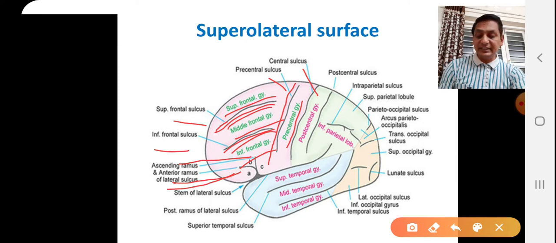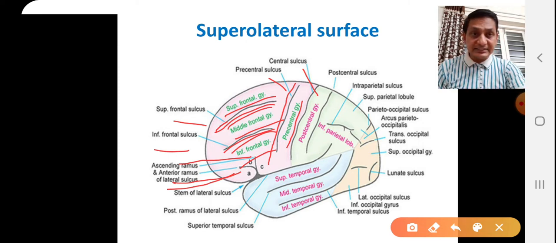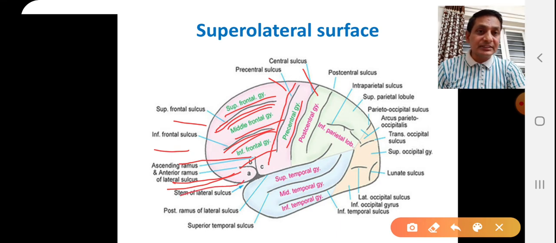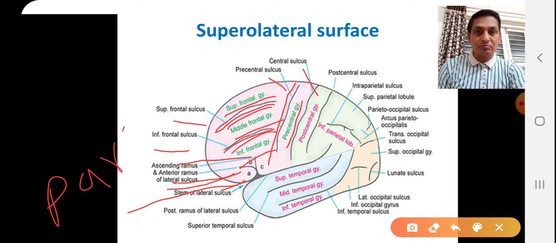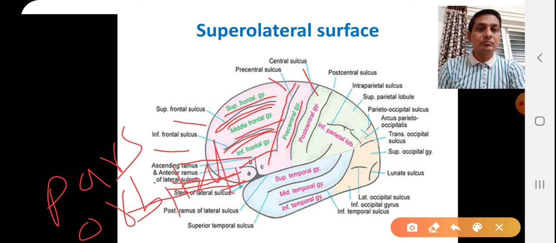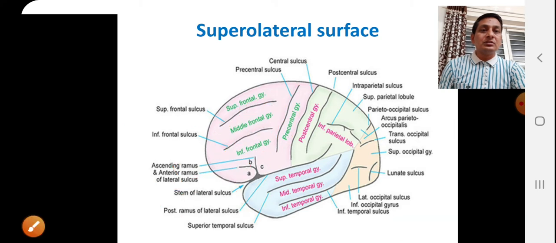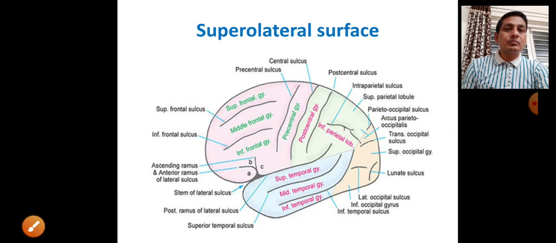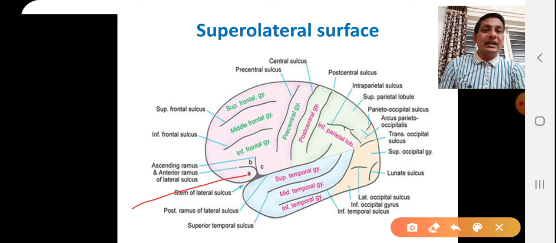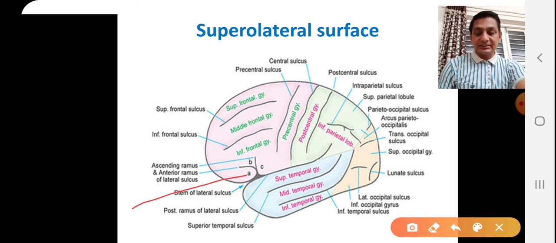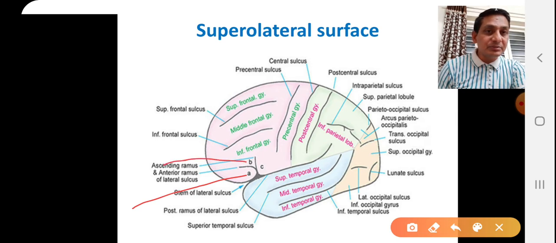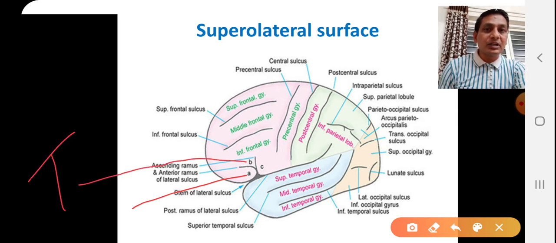Below the anterior ramus of the lateral sulcus is the pars orbitalis. This is the pars orbitalis. And in between the ascending ramus and anterior ramus of the lateral sulcus is the pars triangularis. This is B, showing the pars triangularis.